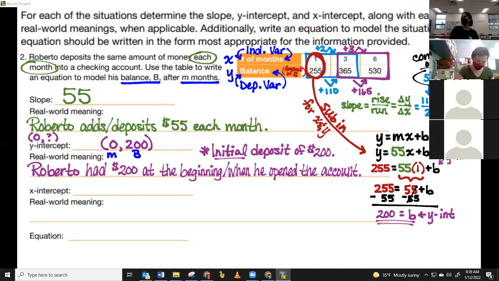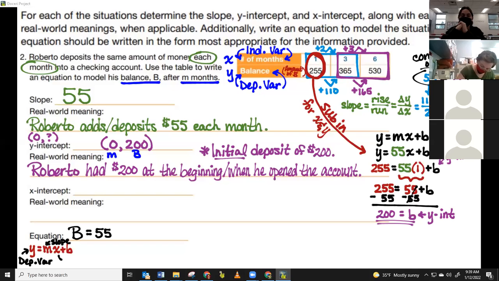The equation. Awesome sauce. Okay, so I know my equation has to have the basic form of y equals mx plus b. Y is my dependent variable. What are we going to use for the dependent variable instead of the letter y? B. So I have b equals m is the slope. What are we going to put in for the slope? 55.